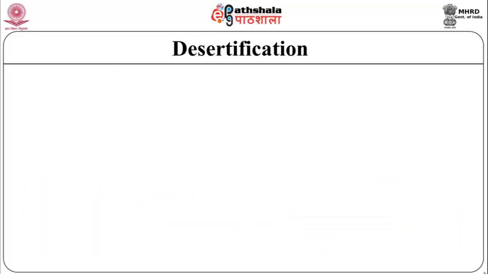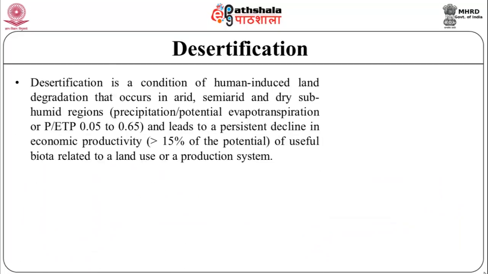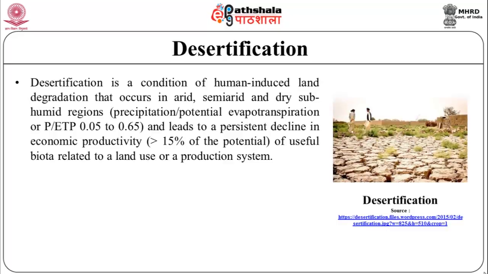Now let us see what is desertification. Desertification is a condition of human-induced land degradation that occurs in arid, semi-arid, and dry subhumid regions. Precipitation over potential evapotranspiration, or P/ETP, is 0.05 to 0.65 and leads to a persistent decline in economic productivity that is greater than 15% of the potential of useful biota related to a land use or a production system.